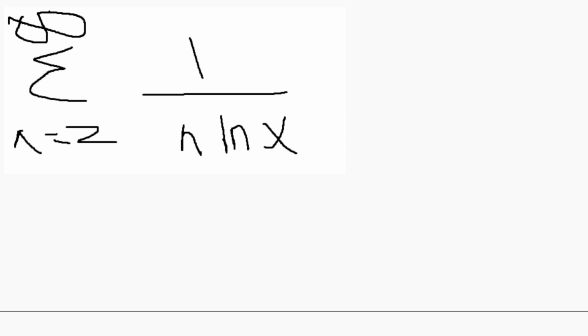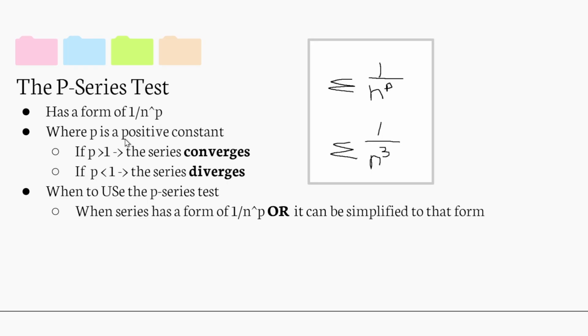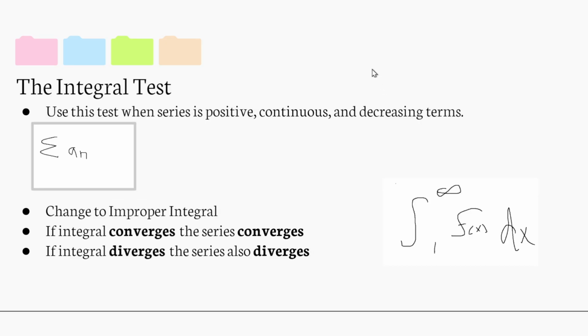A common pitfall that I want you guys to watch out for is: don't apply the p-series test unless you know it is exactly in this form. You don't want to risk getting it wrong, so if you do see this form, just use it. If you don't, do not. And for the integral test, always remember to check the three conditions: positive, continuous, and decreasing terms, and make sure you understand it does not give you the sum, it just tells you the convergence.